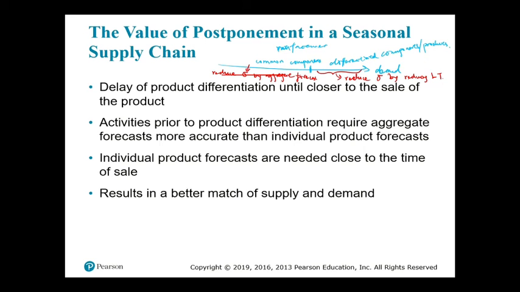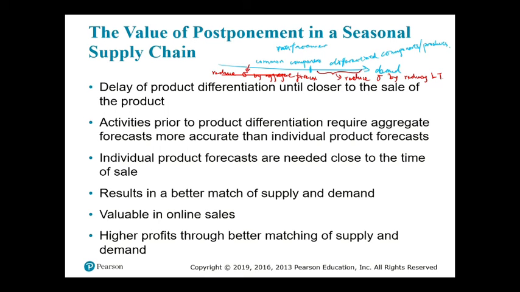And as a result of this practice, since we're reducing demand uncertainty, we would be able to better match supply with demand. And the implication on today's commerce environment is that this is particularly valuable for online sales, where we have a large variety of different products and potentially many common components.